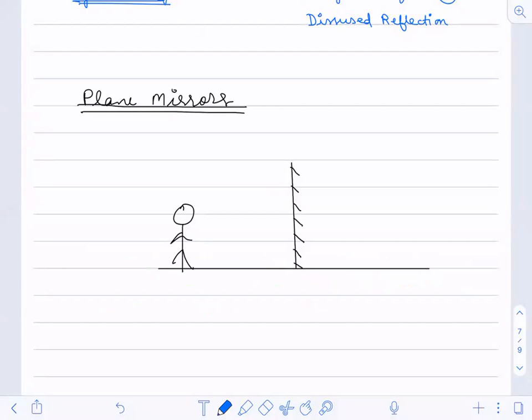Suppose this is your height AB, from top to bottom. I have called the topmost point on your body A and the bottommost point B. Now I'll try to draw the ray from your point A. Just see the ray which falls on the mirror perpendicular: how will it be after reflection, where will it go after reflection?